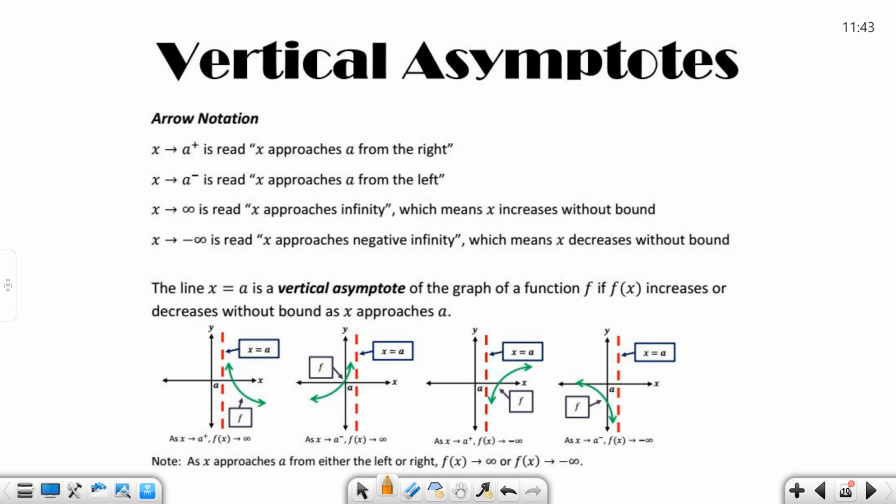So as x approaches a from either the left or the right, the function approaches infinity or negative infinity. And all that says is as we get closer and closer to that letter a, or that number that's represented by a, then the function is either increasing without bound, which is this part, or decreasing without bound, which is this. Okay, so that's what's happening there.